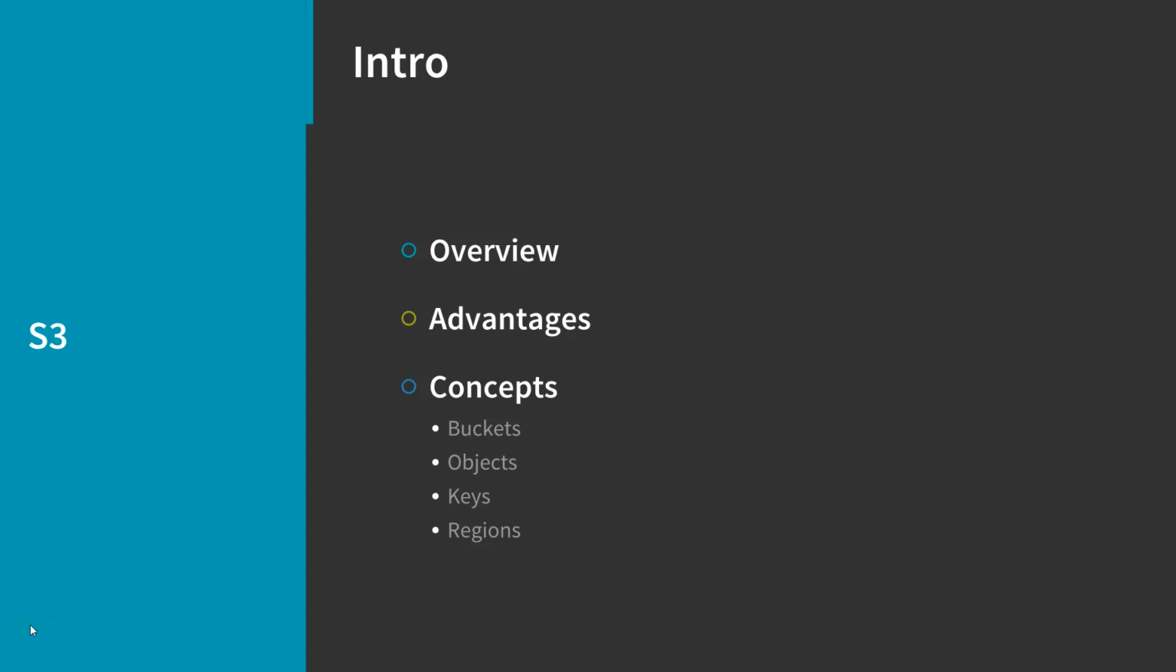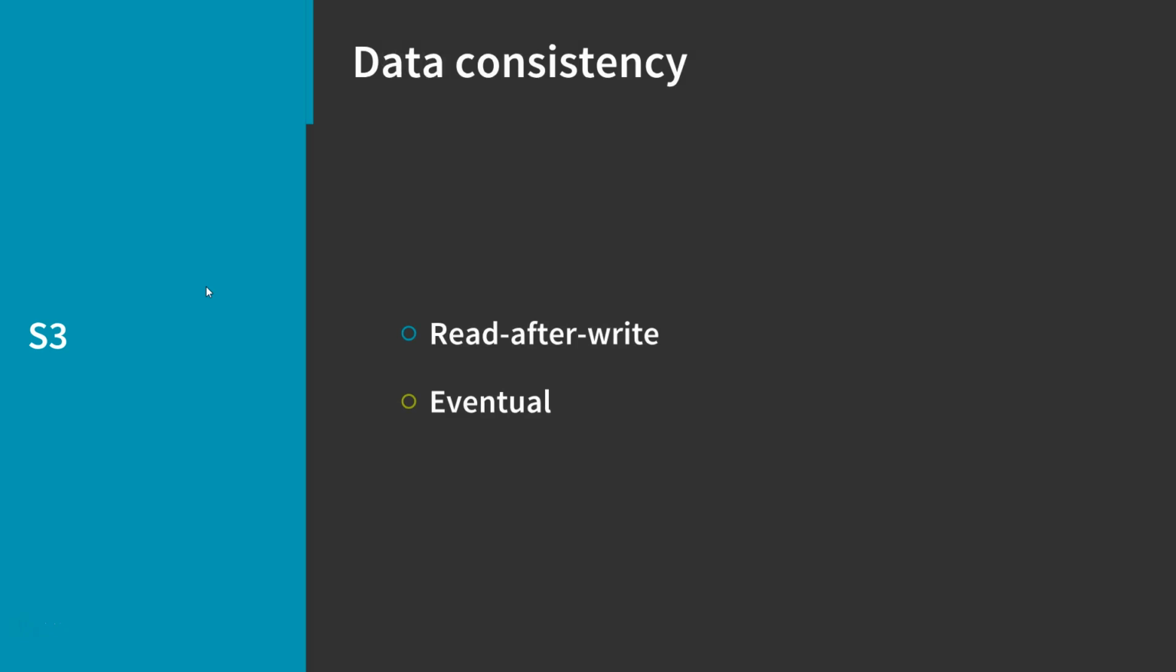You might choose a region to optimize latency, minimize costs, or address regulatory requirements. Objects stored in a region never leave the region unless you explicitly transfer them to another region. And now that we've covered some of the key components of S3, let's talk about S3's data consistency model, and that includes read-after-write consistency and eventual consistency.